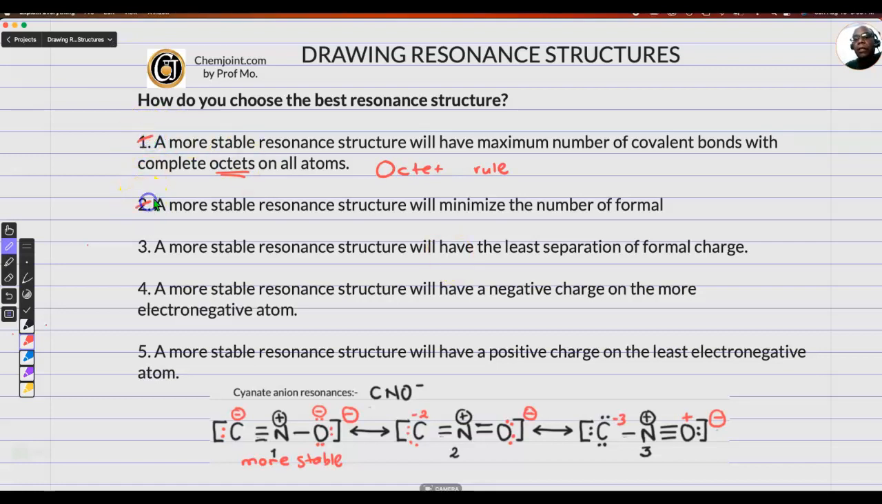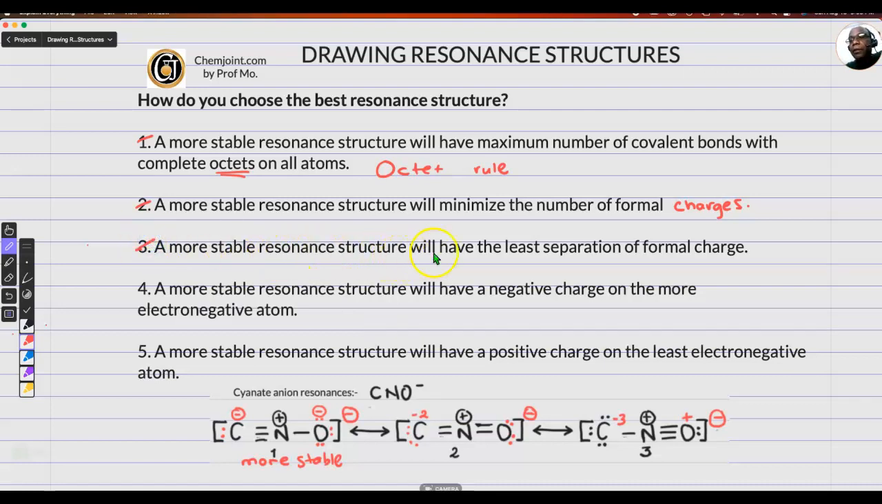Number 2, a more stable resonance structure will minimize the number of formal charges. So you have to minimize the number of formal charges. If possible, don't have them. But if you have them, go with the one that has the least formal charges.